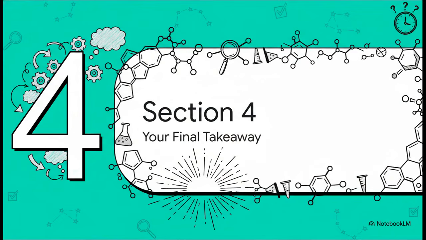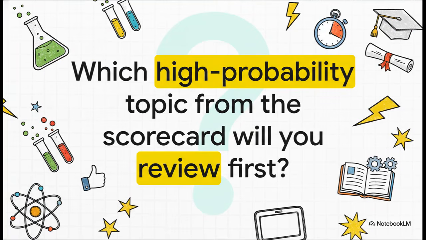So, we have covered the traps, the most likely topics, and a strategy for the exam itself. What's the single most important thing you can do right now? I want you to look back at that probability scorecard and pick one topic, just one, that you feel the weakest on. Spend 30 minutes right now just reviewing that. I promise you it could make all the difference tomorrow.